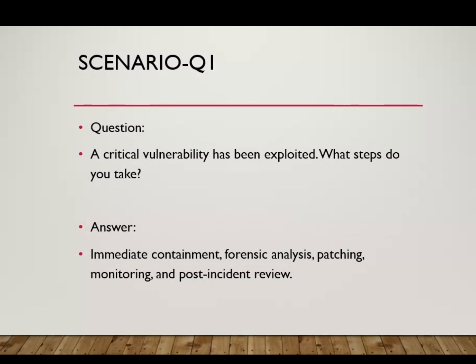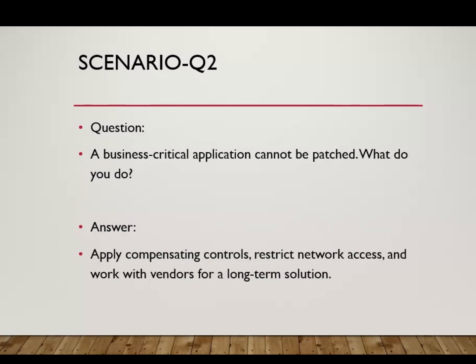So here we come to scenario questions. A critical vulnerability has been exploited. What steps do you take? Immediate containment, forensic analysis, patching, monitoring, and post-incident review. A business critical application cannot be patched. What do you do? Apply compensating controls, restrict network access, and work with vendors for a long-term solution.